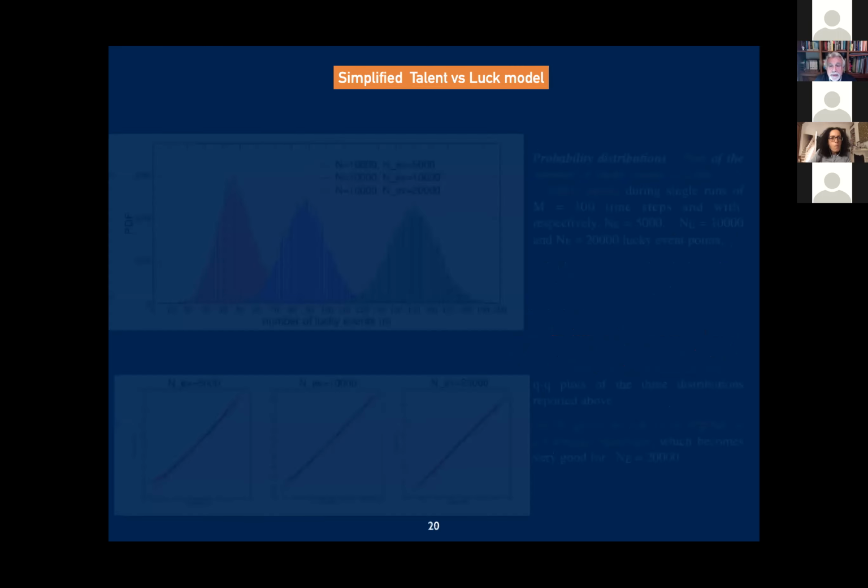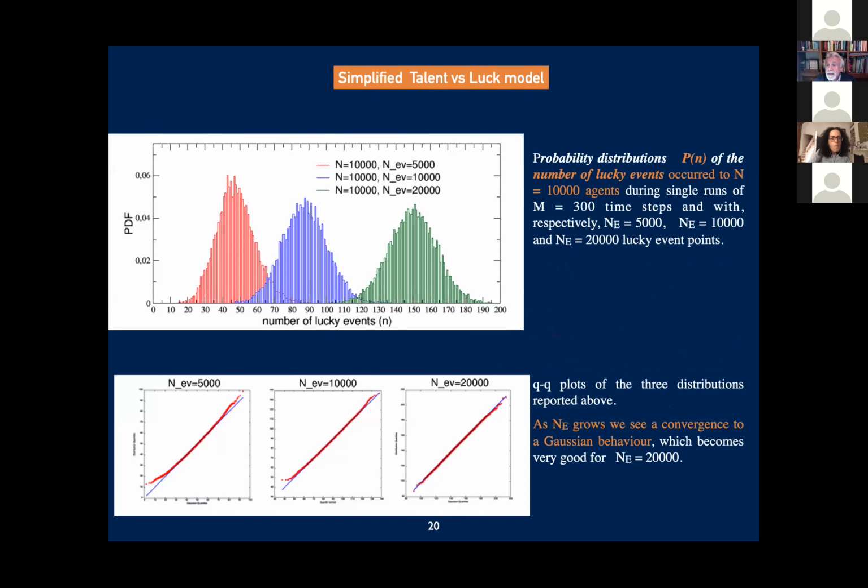And the probability of the number of lucky events that occur to these agents is more and more Gaussian as you increase the number of events. This is not very realistic, but in order to have some kind of stable asymptotic results, we just increased these numbers. And you see also in these QQ plots at the bottom that this is more and more Gaussian as you increase the number of events for this PN.